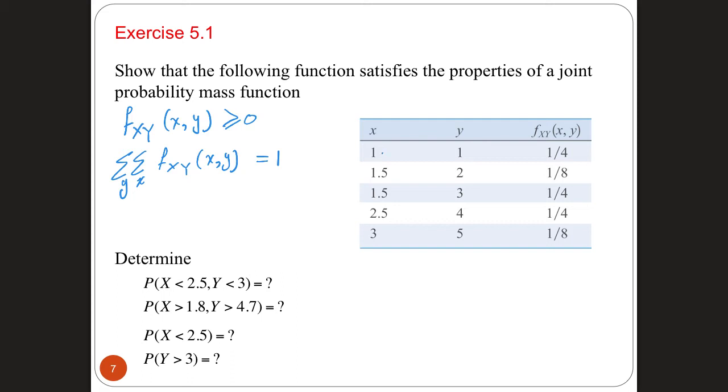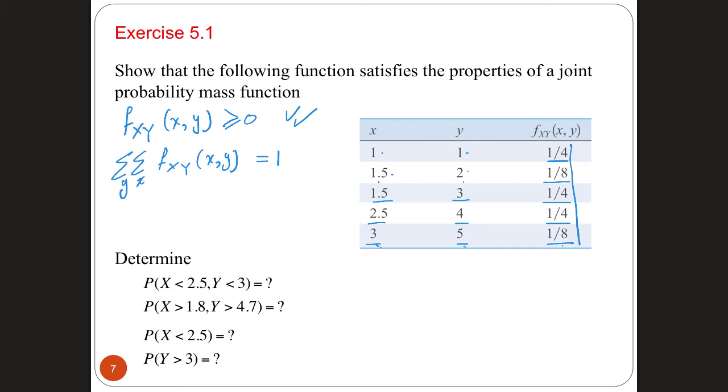These are the possible values, the joint possible values of x and y. So it can be that x is equal to 1, y is equal to 1, and the probability for that is 1/4. X is equal to 1.5, y is equal to 2, and the probability of that is 1/8. 2, 3, and the probability is 1/4. 2.5, 4, and the probability is 1/4. 3, 5, these are the values of x and y, and that these two values occur together with probability equal to 1/8, right? So the first thing is, for all the possible values of x and y here, we notice that all of these are greater than 0. So none of them is negative. So the first condition is true.